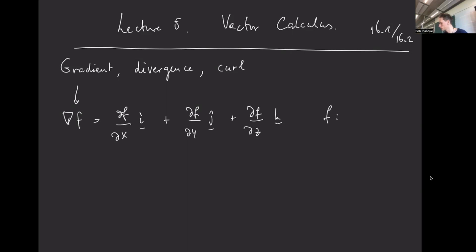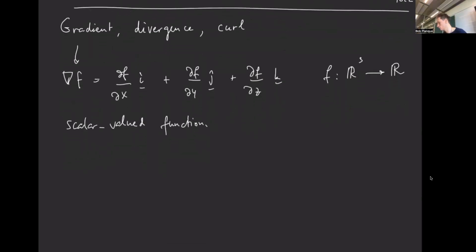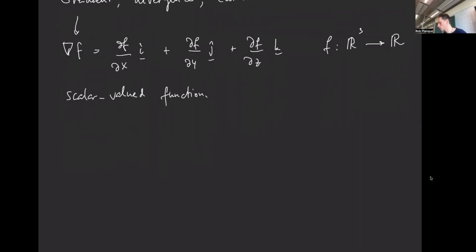So f here is a function, in this case from R3 to R. So this is what is called a scalar field or scalar valued function. It is just one function of 3 variables rather than 3 component functions, each of which is dependent on 3 variables. And for that, we have this gradient that tells you how the value f, the scalar value, changes if you change x, y, or z.